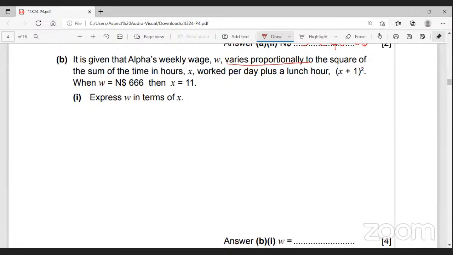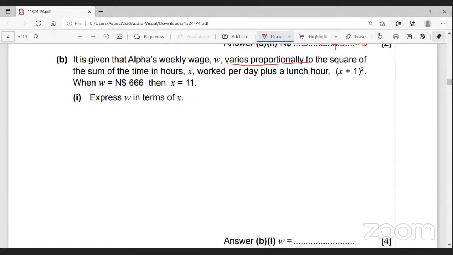Yes, plus the lunch hours. That is actually that. Okay. But some say you should add, isn't it? So what are we going to add there? Okay, yes, we have somebody online. What do you think we are going to do? So I think they're right. W is directly proportional to X plus 1 to the power of 2.